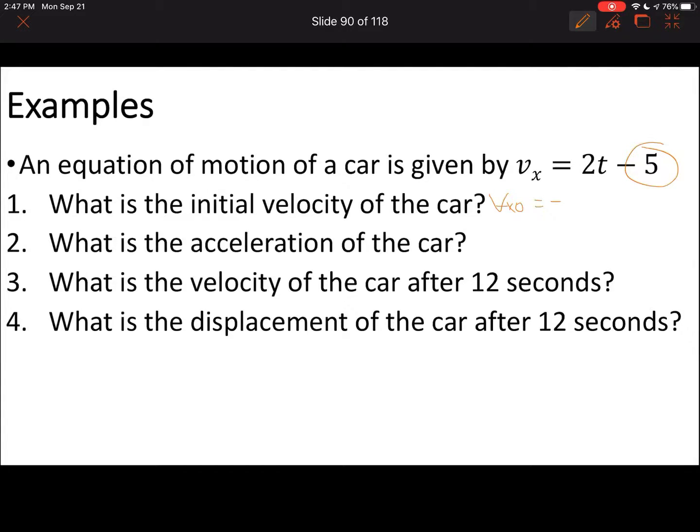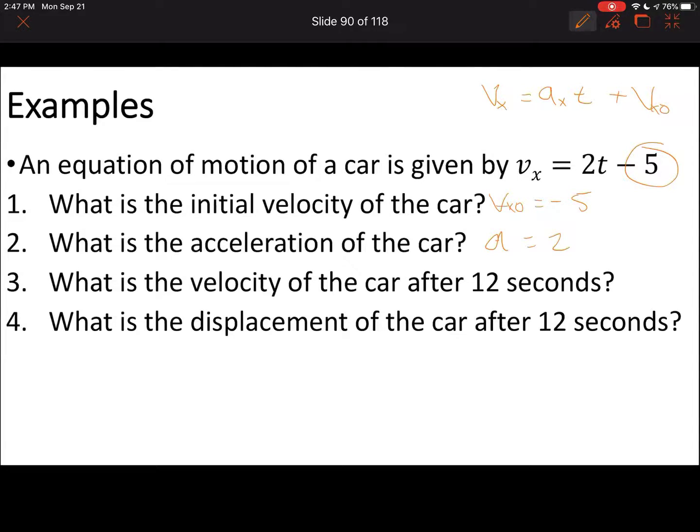Vx naught equals negative 5. What's the acceleration of this car? Well, what's with the t? A is equal to 2. Remember, what are we pairing this equation with? This equation is based on whatever's with the t is going to be ax times t, and then plus Vx naught, just a rearranged equation. So the Vx naught is negative 5.